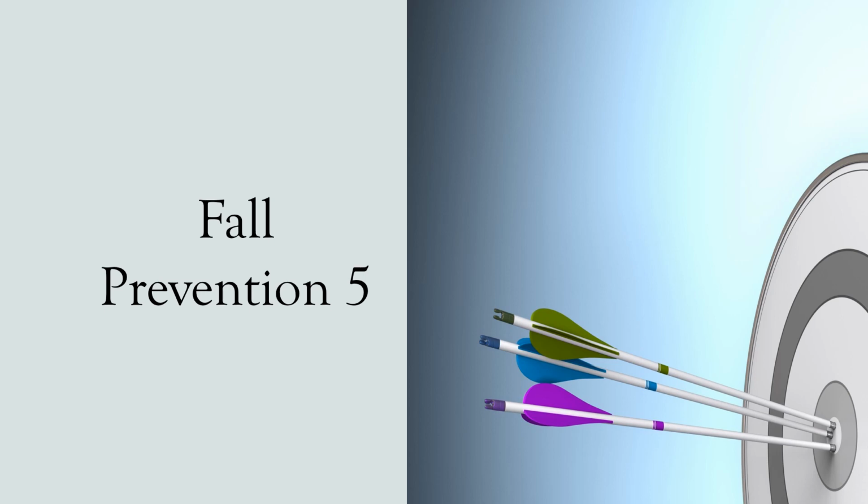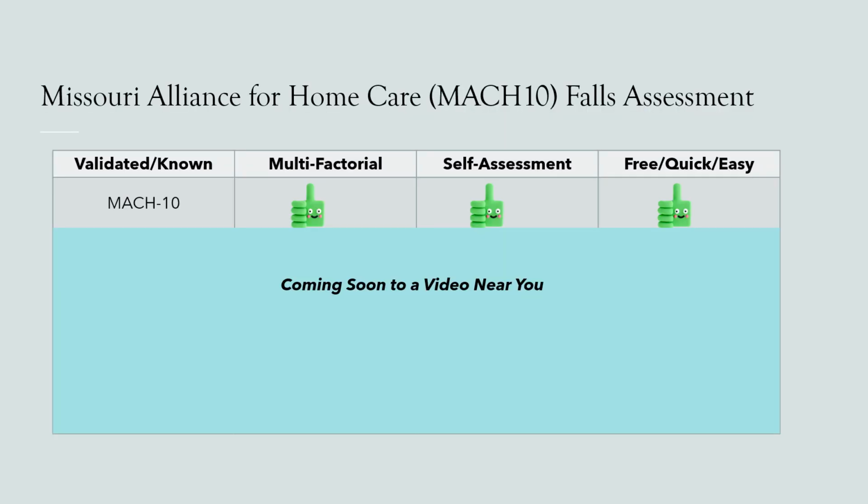Today we're going to get right into some of the assessments that you can do to determine whether you or a loved one of yours is at risk for falls. The one we're going to cover today is the MACH 10 Falls Assessment, which is really the Missouri Alliance for Home Care Falls Assessment. As you can see, I've started a little grid. As we go along with these, we're going to compare them so you can make a decision based on your current needs. I may edit this grid based on other factors that come up, but this is what we have so far.